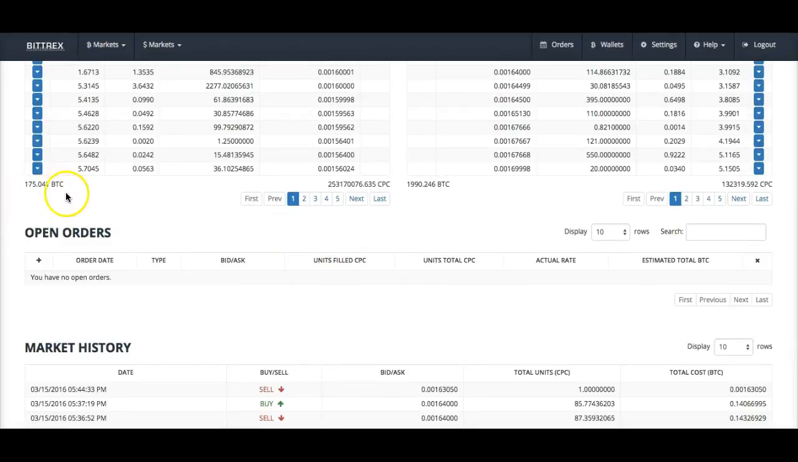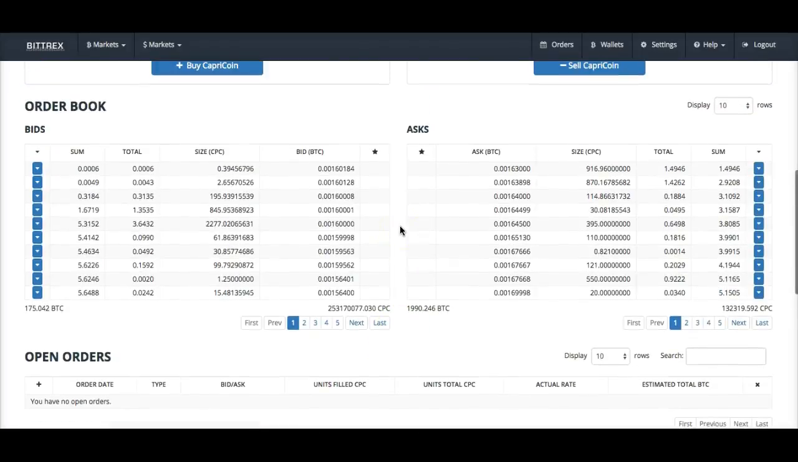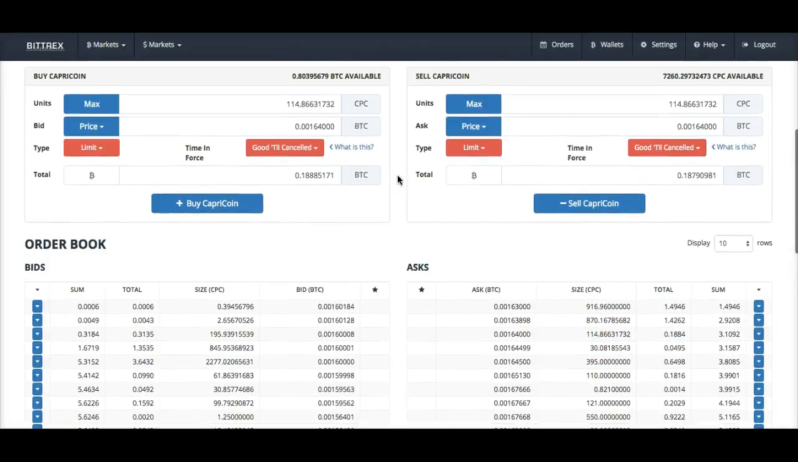This number right here is very important to market confidence. The higher that number is, the higher the confidence is in the market. So what we're going to do is go up here, 164,000. So we click on that number and then click on that number, and it automatically populates it up here. You can see 164,000 Satoshis, 114 Capricoin, 0.188 Bitcoin. Okay, you can see I have 0.8 Bitcoins here yet to play with.